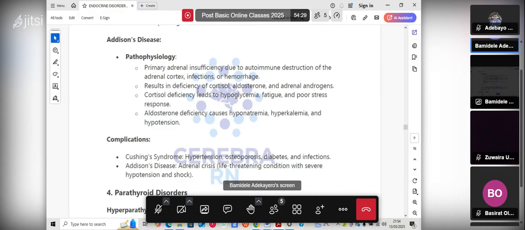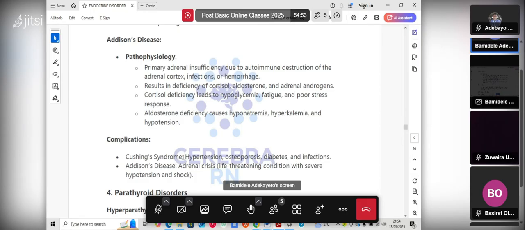Okay, and when they are low, it causes hypoglycemia, it causes fatigue, it causes poor stress response. Instead of fight or flight, you have a very poor stress response. You cannot respond properly to external stimuli.